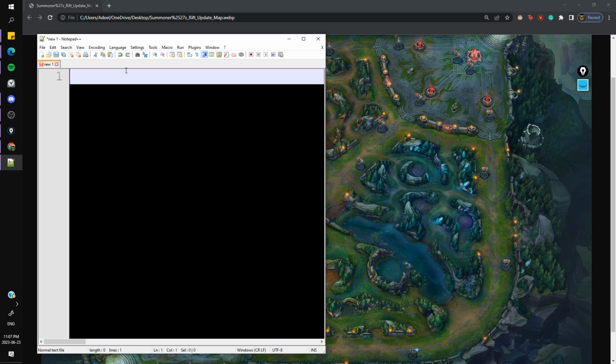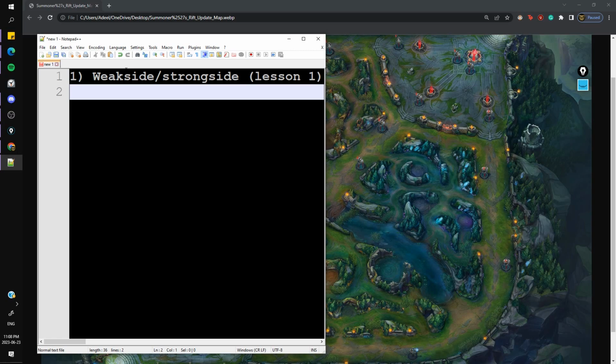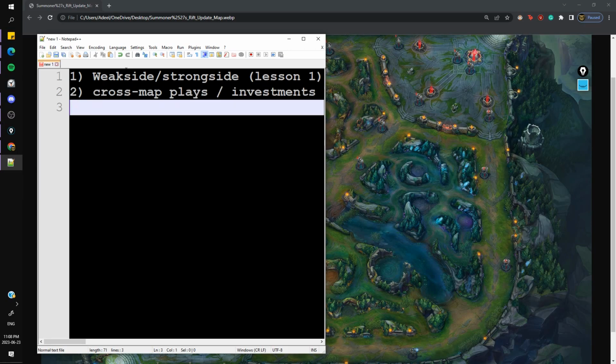And so this brings me to the first kind of discussion that I want to have. So we talked about weak side, strong side in the first video, right? So this is like lesson one. You can go over weak side, strong side. The video that was basically talking about weak side, strong side talked a lot about something called cross map plays, or we can call it investments, or whatever you want to call it. So for the sake of this lesson, we're going to call it investments, or we'll just call it cross map plays.